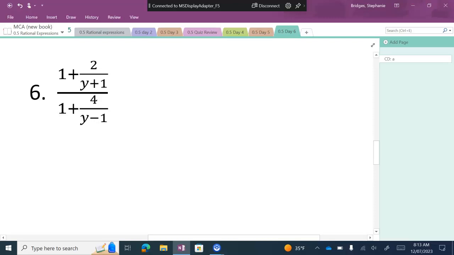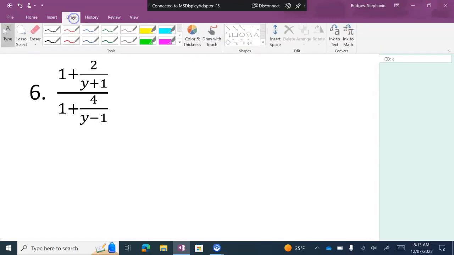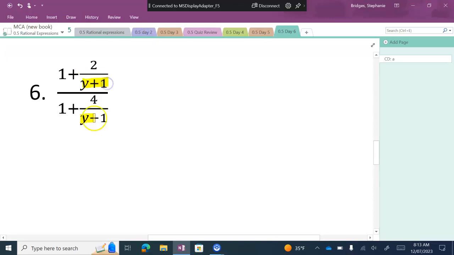I got 1 plus 2 over y plus 1, all of that over 1 plus 4 over y minus 1. So let's start by looking at our denominators of our two small fractions. I have y plus 1 and I have y minus 1. Are those the same? No. So for my common denominator, I should just do what with them? Multiply, which means I'm just going to put them in parentheses and leave them like that. Just like when we had our two different denominators, A and B, they were completely different. We just multiplied them to get our common denominator. The same thing here, except I have binomials.